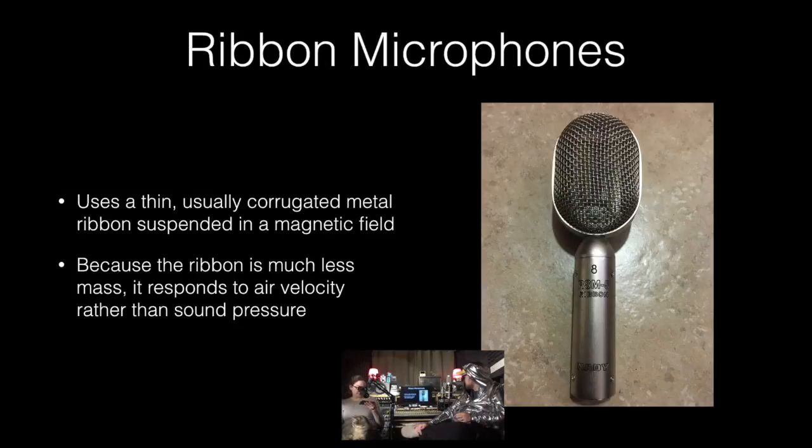Next is ribbon microphones. They're similar to dynamic microphones in the way that they function, except they use a thin, usually corrugated metal ribbon suspended in a magnetic field. So when the ribbon vibrates, that produces the current. Because the ribbon is much less mass than a coil would be.